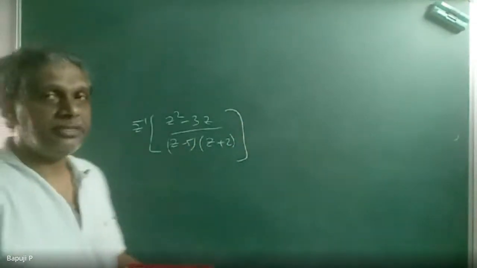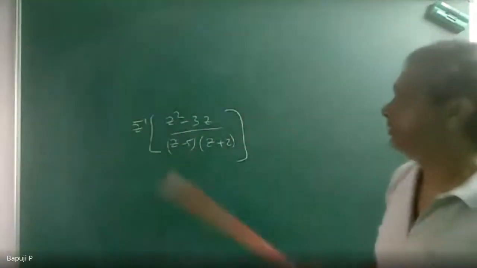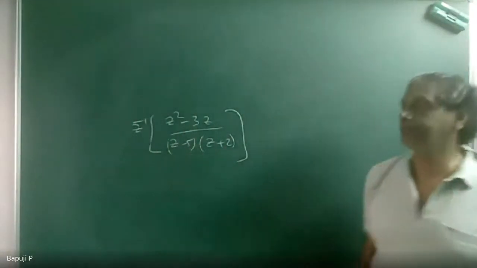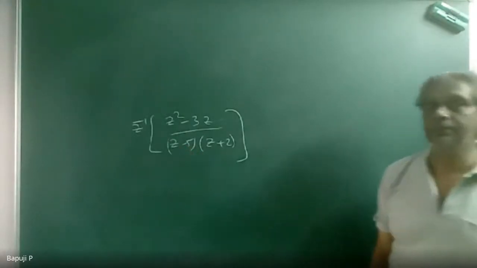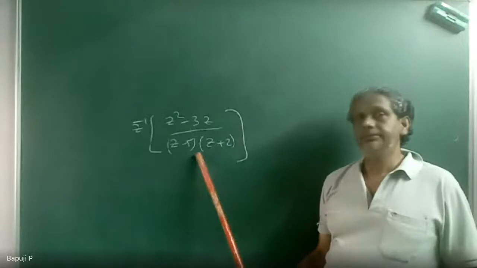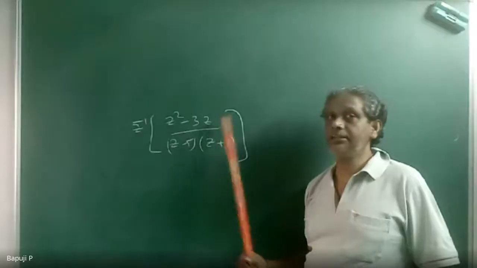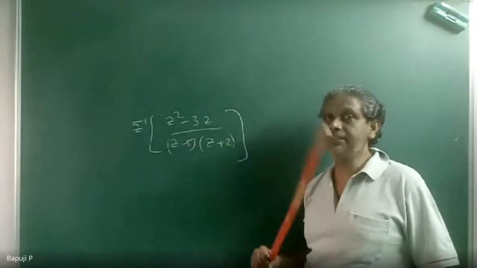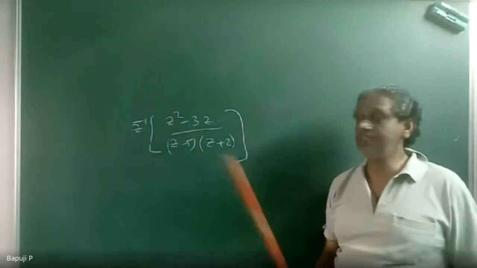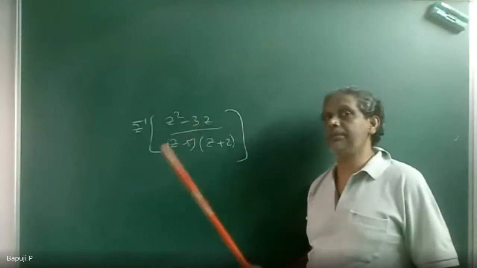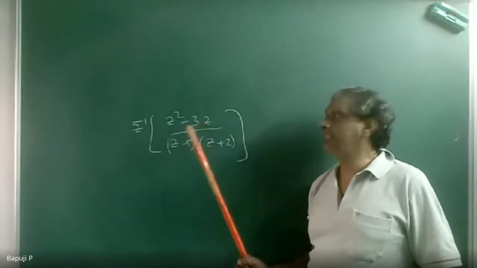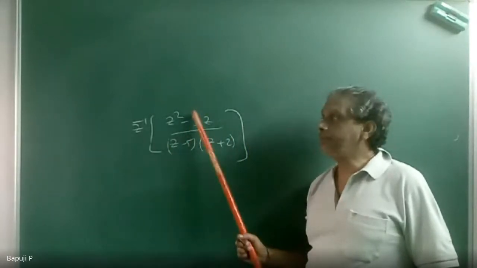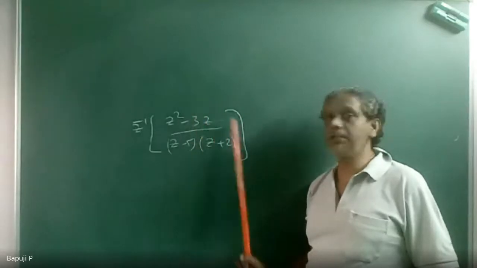Now we see, what is the denominator degree? It is 2. Then the numerator? Also 2. So both are the same, which is what I said. Always, if you want to do partial fractions, the numerator should be less than the denominator. But here both are the same. You have to divide, bring it to a single degree, then you can write A by z minus 5, B by z plus 2.